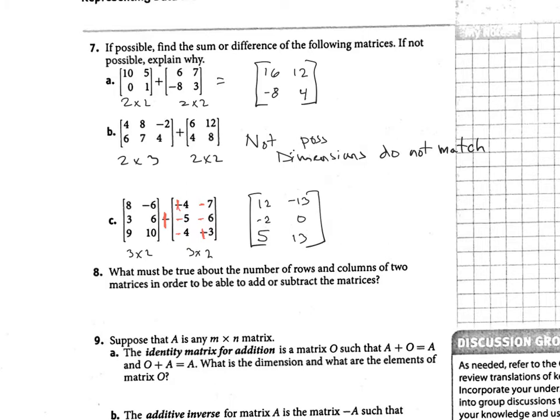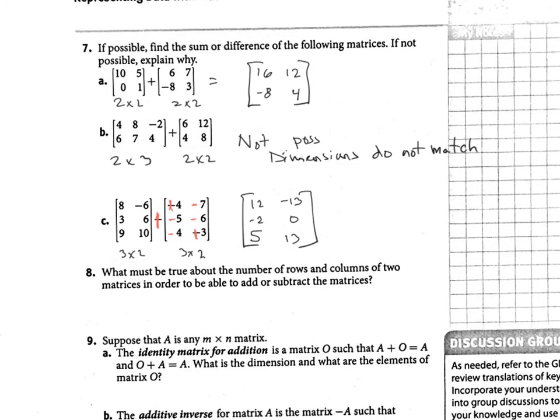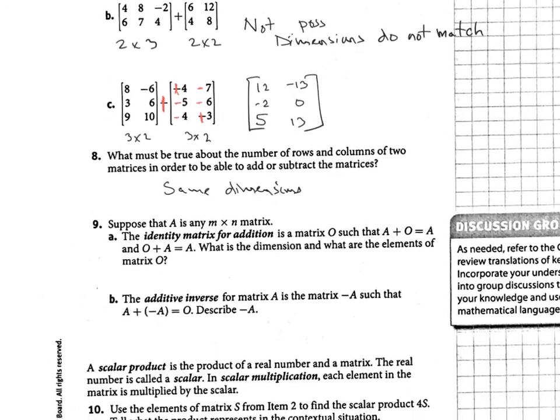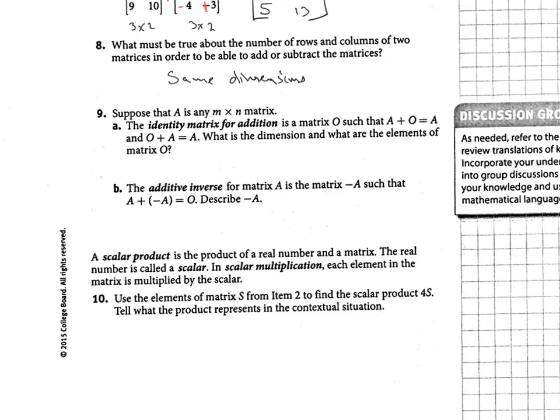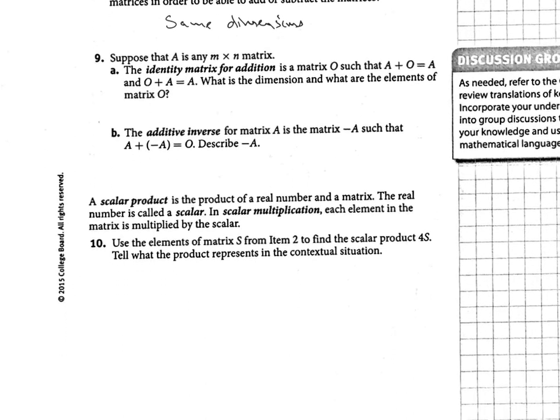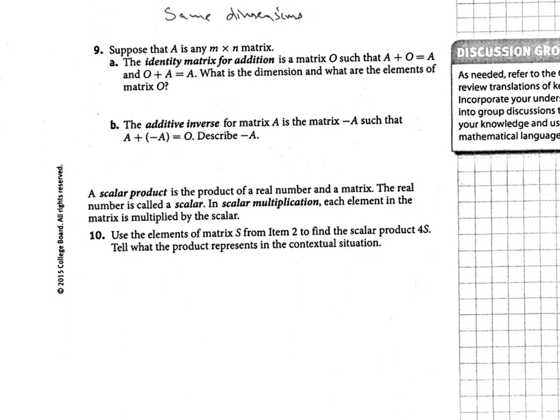In order to add or subtract, they have to have the same dimensions. We just went through that. If they don't, then you cannot add them. Now, when you think about an identity, if you go all the way back to Algebra 1, an identity means you don't change the identity of the number. So in addition, they're explaining it to you here that means adding 0.